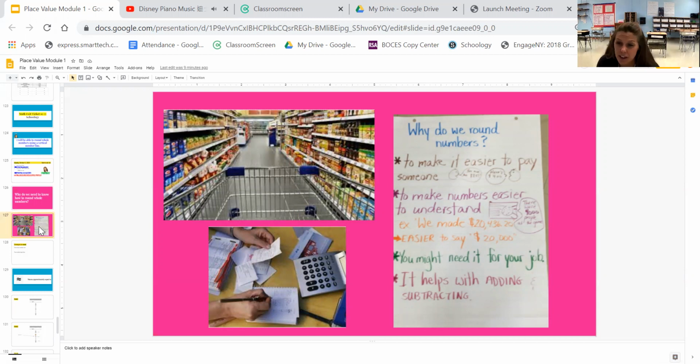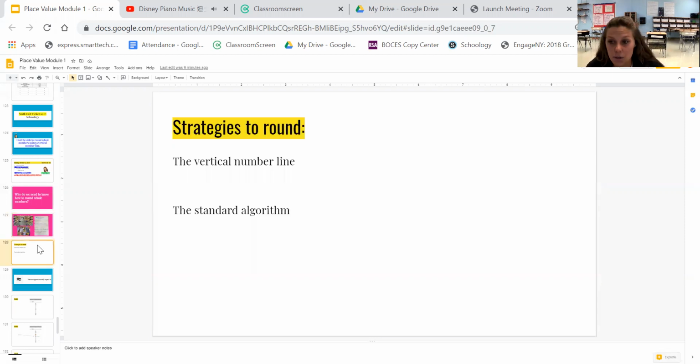So I make them into what I call a friendly number, and we'll talk about that. Maybe do some bills. You may need it in your job one day. And just honestly, adding and subtracting is easier when we make it into a friendly number or we round it. So let's get started with different strategies. This week, we're going to learn 2 different strategies to help you round.